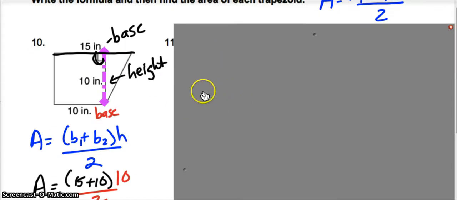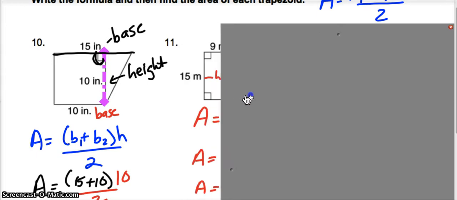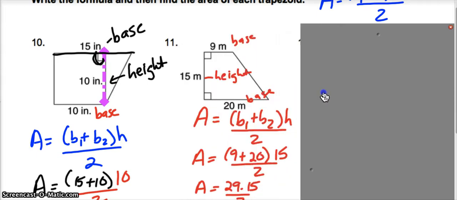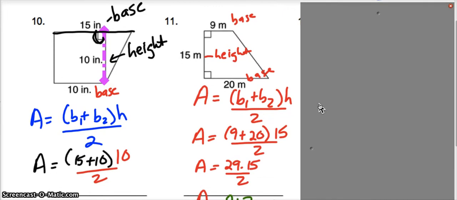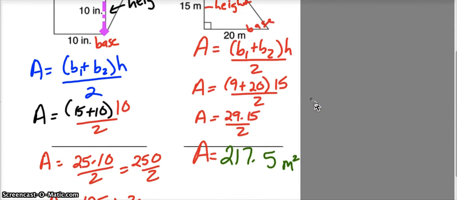All right, looking at number 11. 15 is the height. It makes the H. We've got the bases on both ends of that H, which are 9 and 20. The area equals base 1 plus base 2 times the height over 2. So we've got 9 plus 20 times 15 over 2. That gives me 29 times 15 over 2, which equals 217 and 5/10 meters squared.